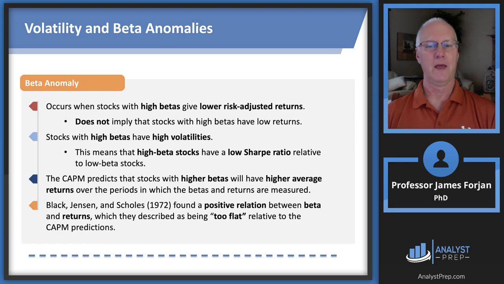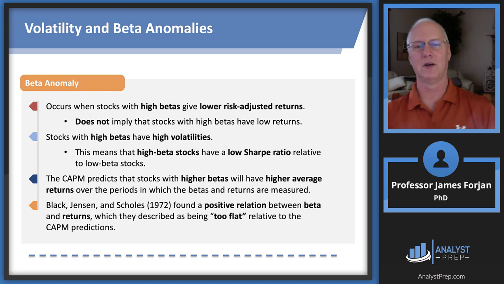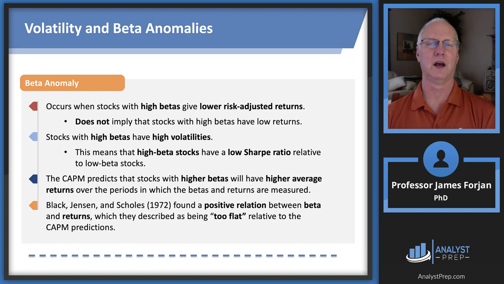And then the beta anomaly is very, very similar. Stocks with high betas tend to have high volatilities, but this anomaly occurs when high beta stocks generate lower risk-adjusted returns. Look at that third bullet point: CAPM predicts that stocks with higher betas will have higher average returns. Oh my gosh, so this may or may not be true. But let's not take the capital asset pricing model and throw it out the window just yet. In fact, there are a number of academic articles over the years with titles like, is beta dead? Or, is the capital asset pricing model worthless? And what we're doing is agreeing that it provides us with a great starting point, and then we're going to try to add to it to get better, right?